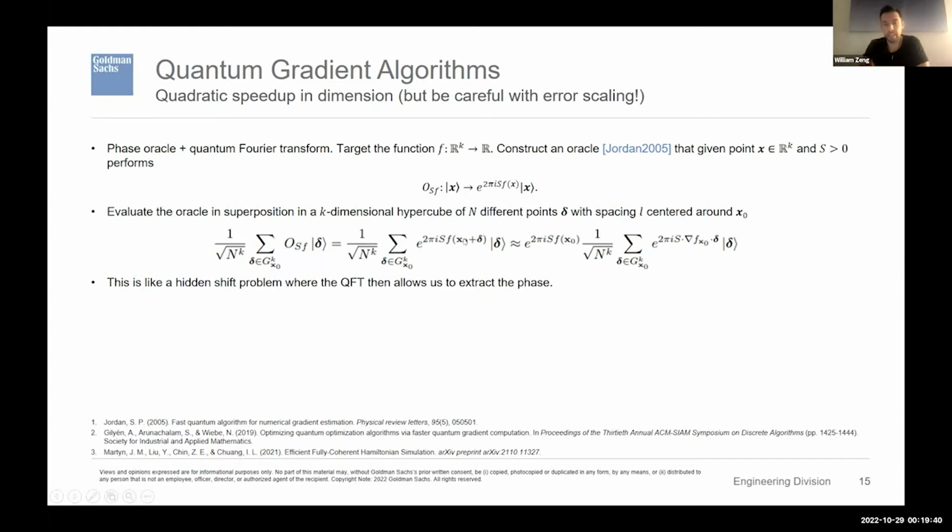And if you do that, then you can assume, if this spacing L is small enough, that the function is locally linear around that point. And so I can replace f of x plus some small amount delta with the gradient of f there times some small amount. And pull out just the value at f of x0, which becomes this phase you can pull out of the sum. And this looks like a hidden shift problem, so we can do the quantum Fourier transform to pull out this gradient.